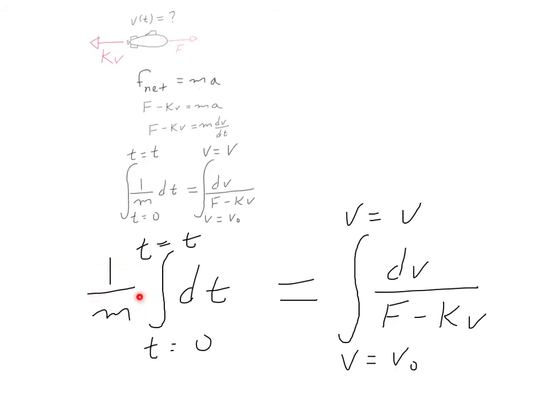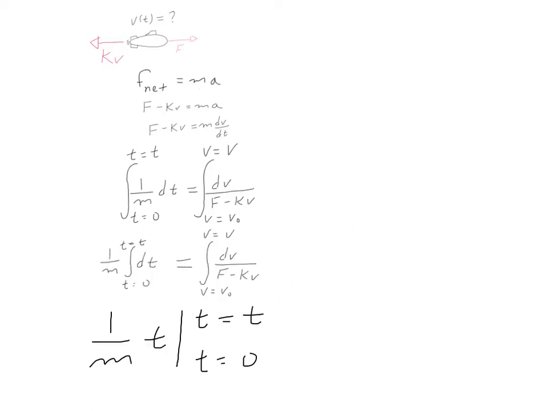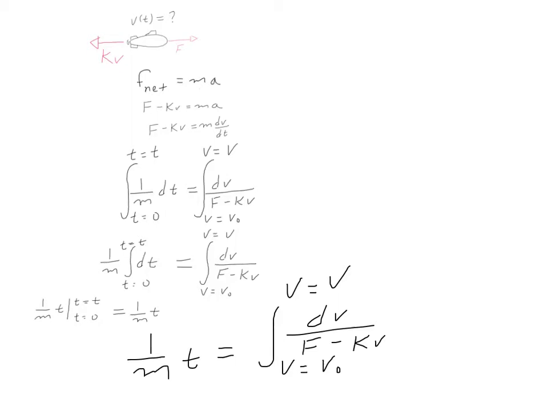On the left side, I can factor out the 1 over m because the mass of the submarine is a constant. Then I can integrate dt, and the integral of dt is in fact t, and I can evaluate the entire left side. I plug in t equals 0 and t equals t, and I have 1 over m times t minus 1 over m times 0, which is 0. So the whole left side of the equation is 1 over m t. And I've got a little room here. This is what the integral looks like.